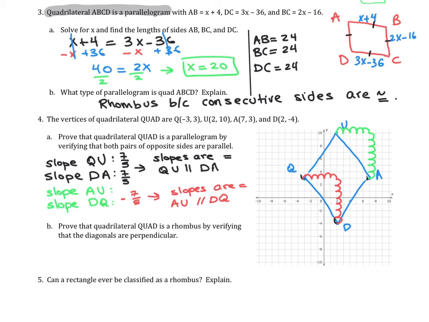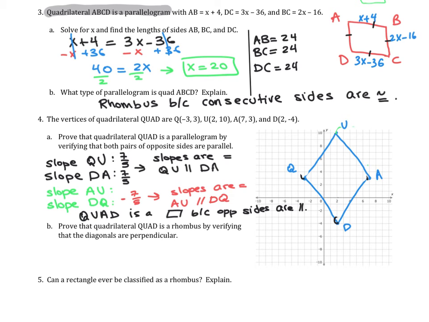So because opposite sides are parallel, then I can say that QUAD is a parallelogram because opposite sides are parallel. So you can always use rise over run to find the slopes, and I found the slopes of the opposite sides and they ended up being equal, so that means that opposite sides are parallel.